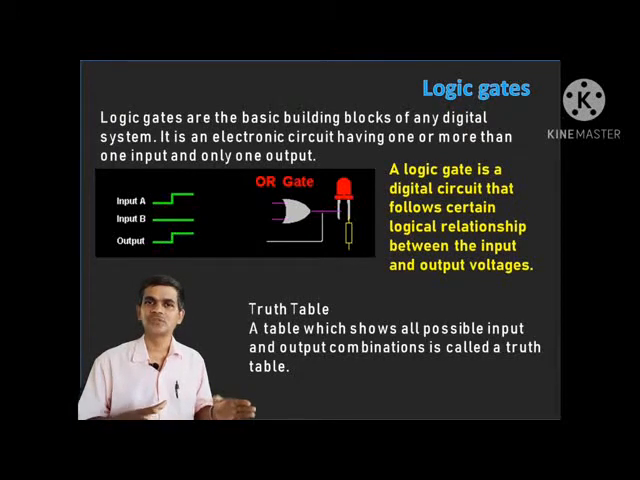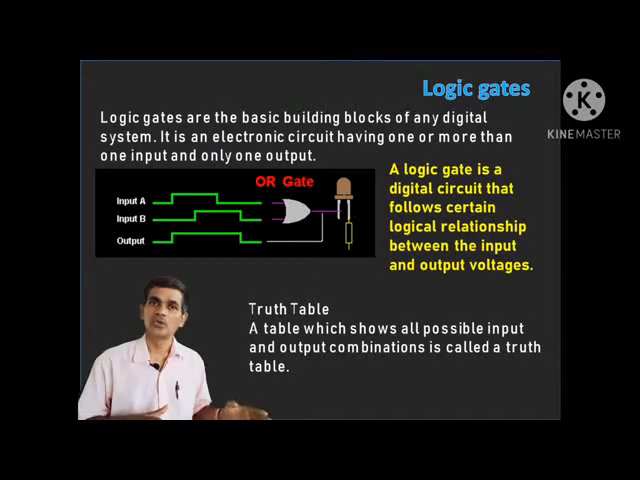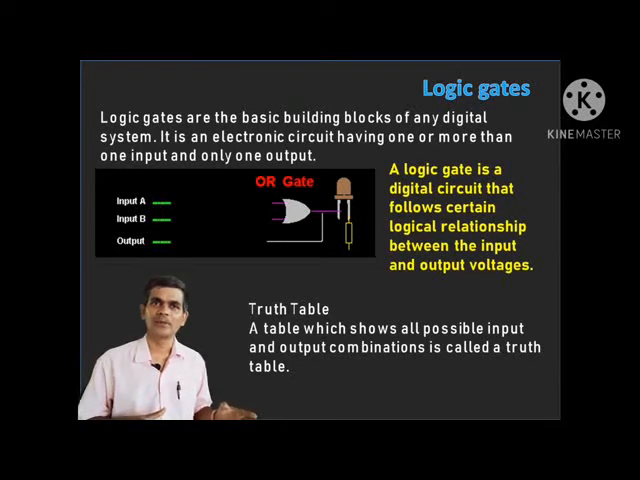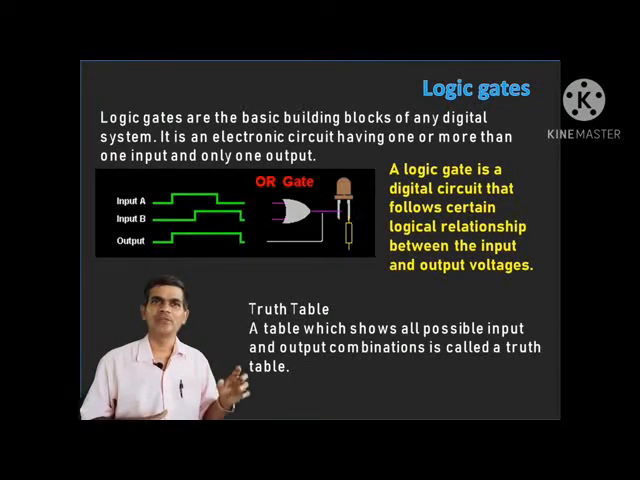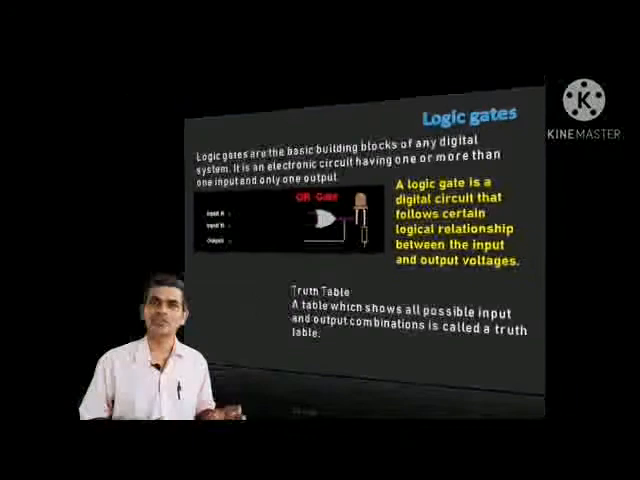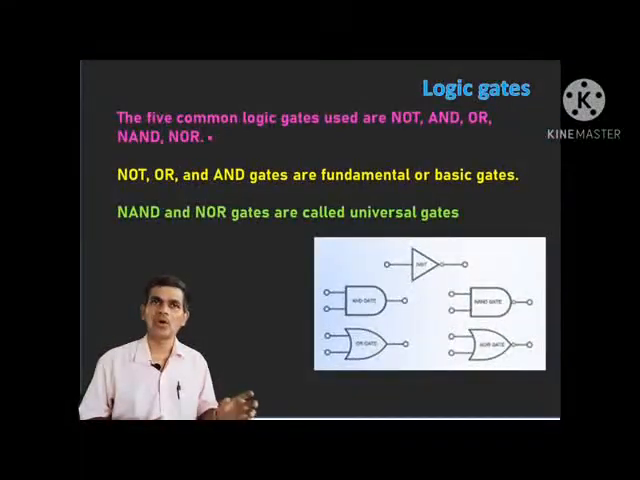A table which shows all possible input and output combinations is called a truth table. Let us see some of the basic gates which are given in your syllabus. Five common logic gates are used: NOT, AND, OR, NAND, and NOR gates. NOT, OR, and AND gates are called fundamental or basic gates. NAND and NOR gates are called universal gates.